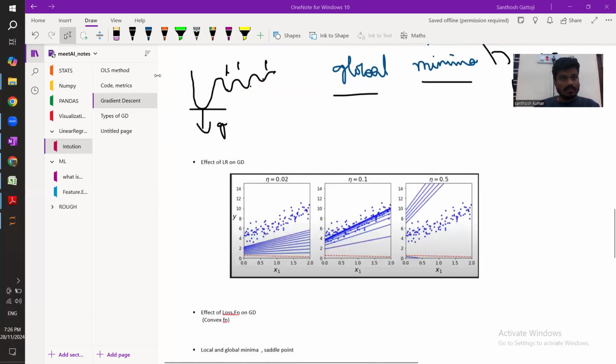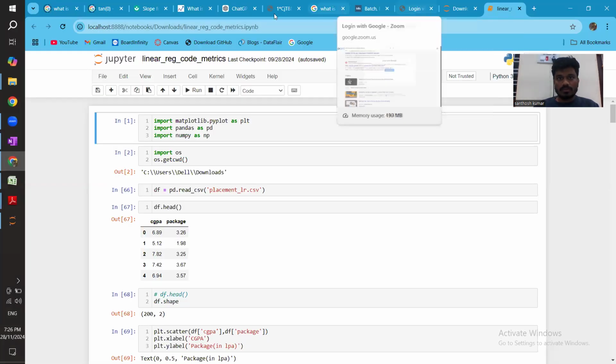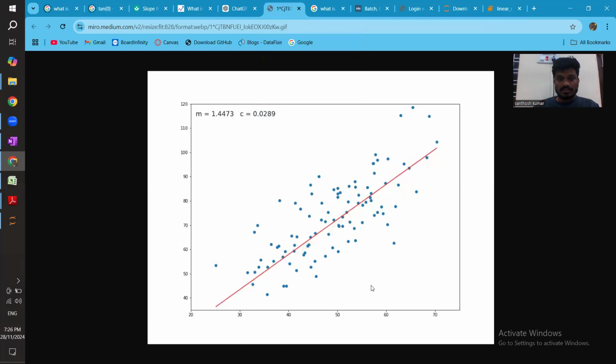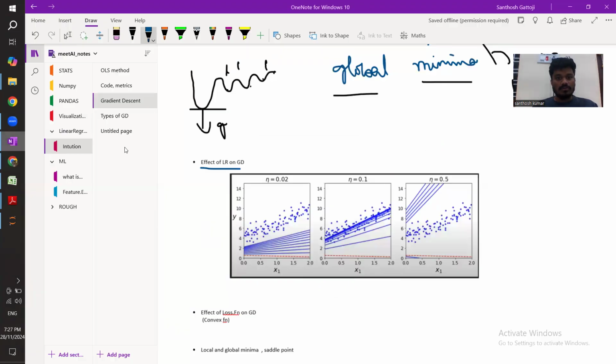One thing I would like to start with is the effect of learning rate on gradient descent. Yesterday we saw this data. Starting with random values, slowly it becomes the best fit line. In this process, the values of m and c are continuously changing. We are controlling the movement of this line with the learning rate. Now what if the learning rate is too low? What if it is too high? We will see that.